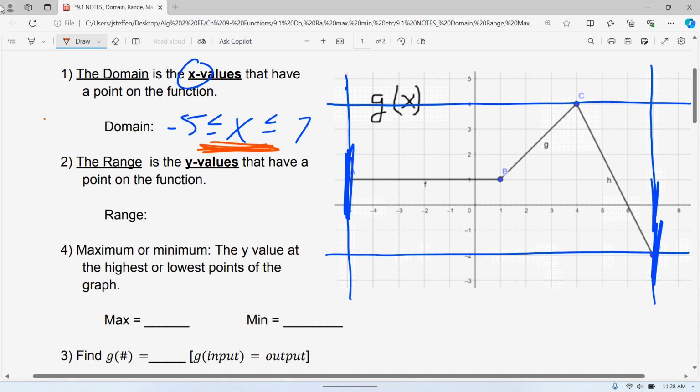With your range, it's the same exact way. Your range is now talking about the y value, so it went from -2 to 4, so -2 and 4. My y is now in the middle. Your range is always your y values.